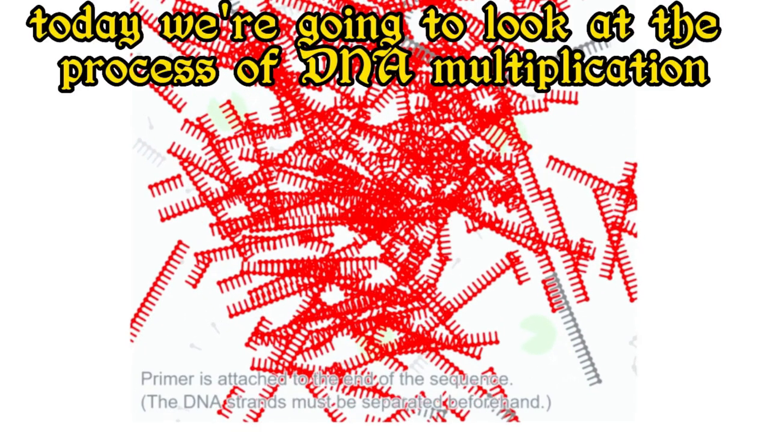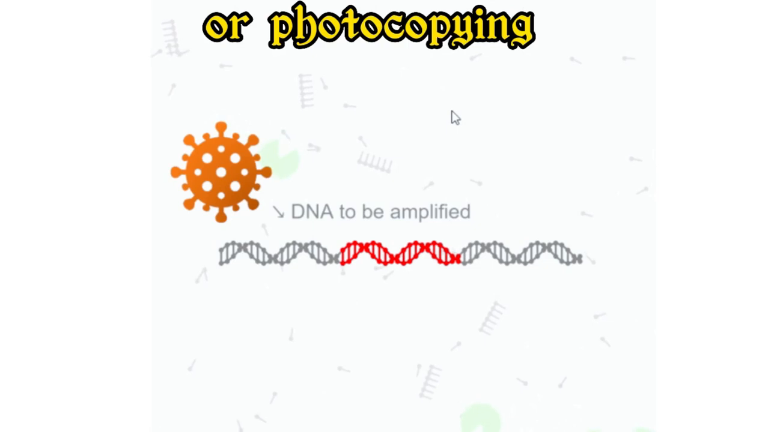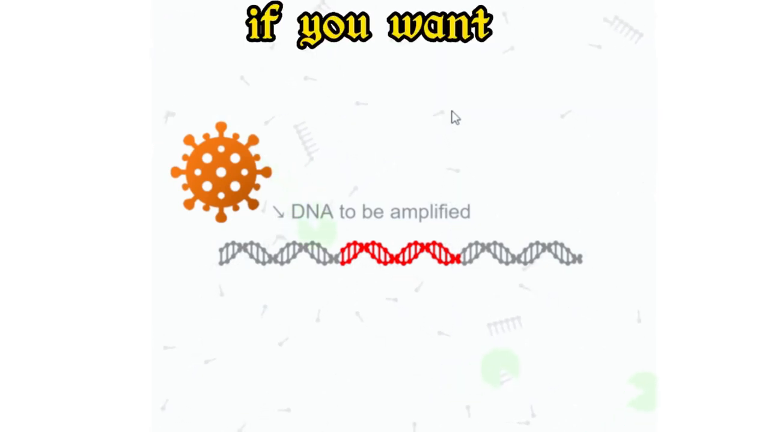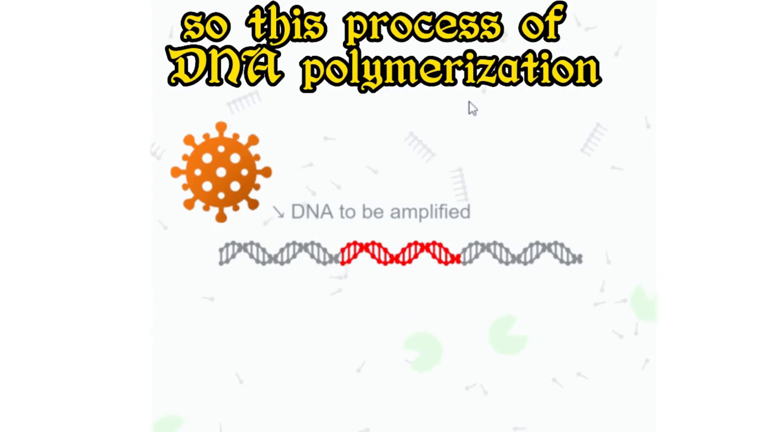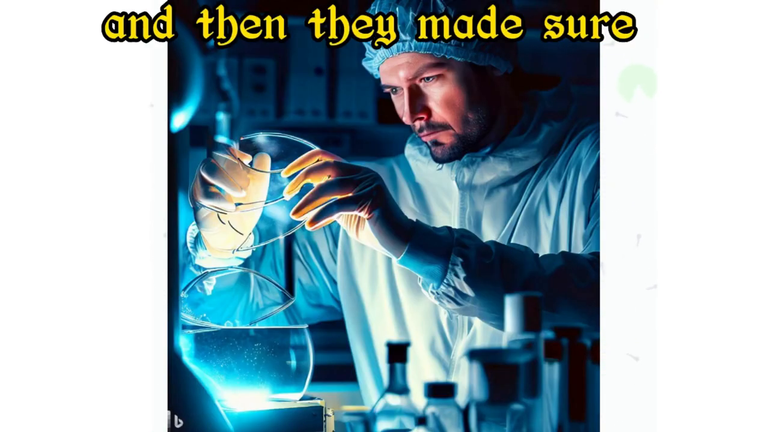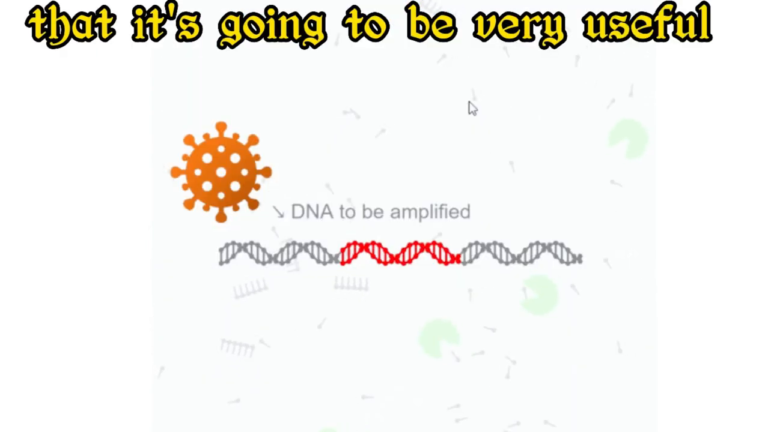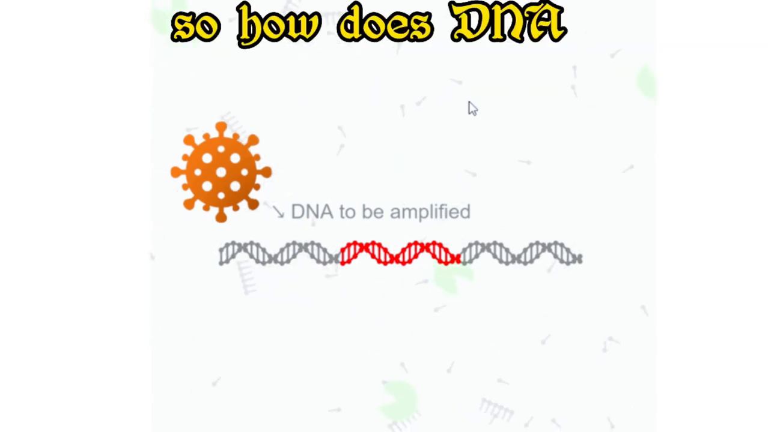Today we're going to look at the process of DNA multiplication, or photocopying as it were, which we call polymerization. This process of DNA polymerization is the one which was taken by scientists, and they made sure that it's going to be very useful in many scientific investigations. So how does DNA polymerization occur?